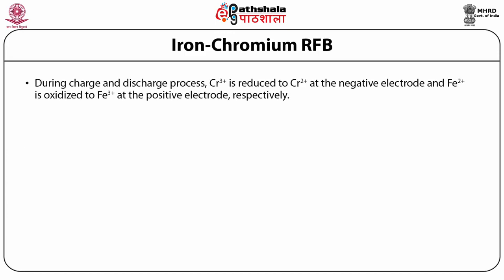During the charge process, Cr3+ is reduced to Cr2+ at the negative electrode, and Fe2+ is oxidized to Fe3+ at the positive electrode respectively. The reverse process occurs during the discharge process. An IEM divides the two flowing reactant solutions and stops the cross-mixing of the reactive cations.